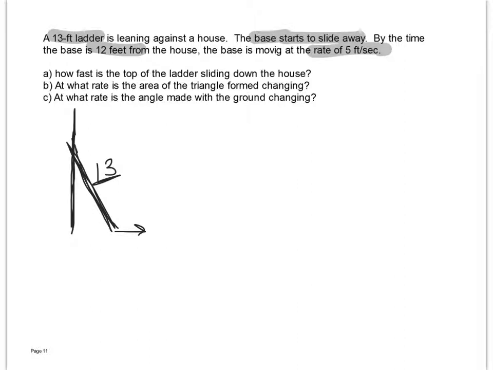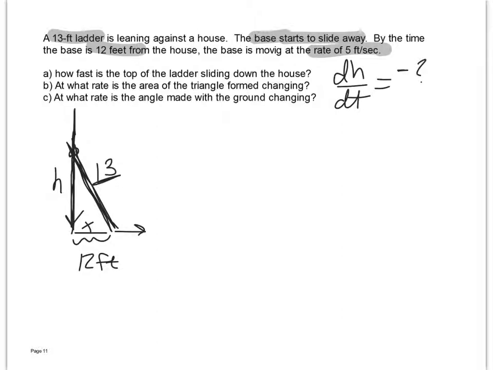Alright, by the time the base is 12 feet from the house, now again, that's changing. So maybe we need to make a variable. Let's call that x, the distance from the house. Then this height is also changing, right? This is sliding down, so h is decreasing. Note to self: dh/dt is negative, and we don't know it.